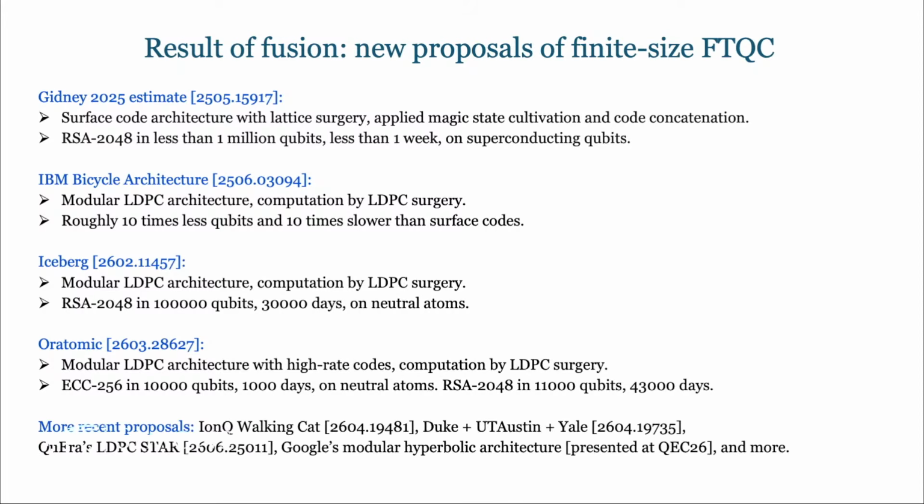Now, in the few months after that, more proposals have been published, including from IQM, from an academic collaboration among Duke, UT Austin, and Yale, from QuEra, from Google, and many more that I don't have space to include here. So the number of fault-tolerant architecture proposals has really increased in the past 2 years. And this is the result of, as we discussed, the convergence of experiments and theory.